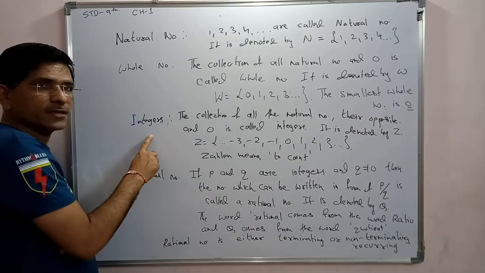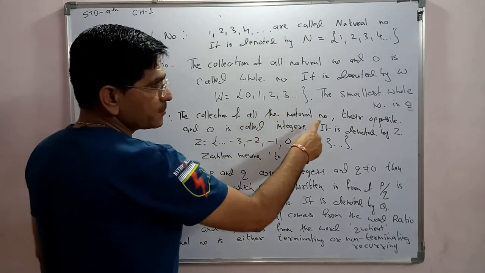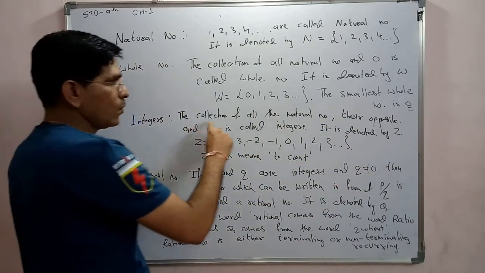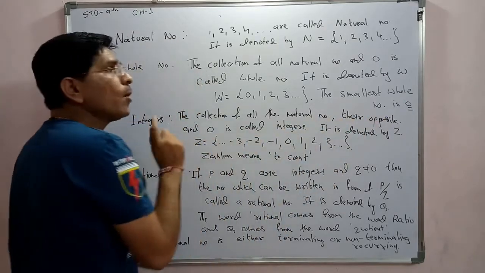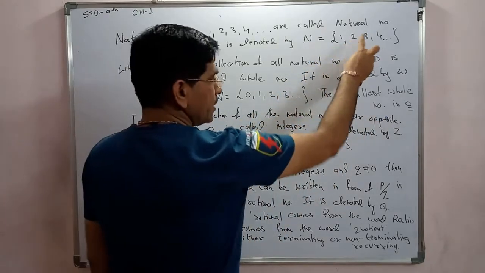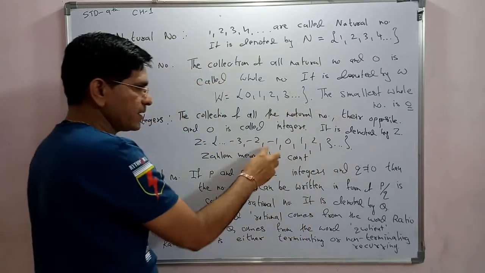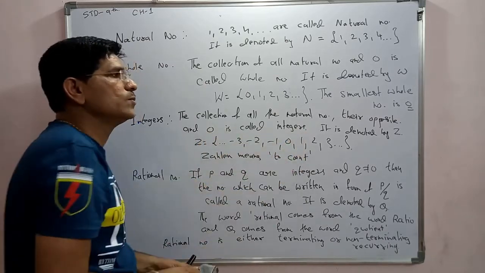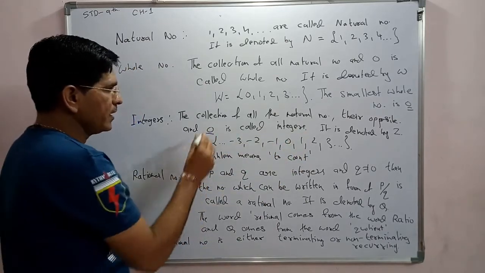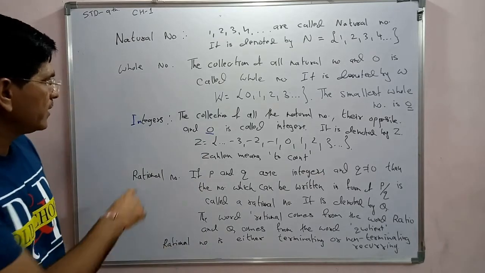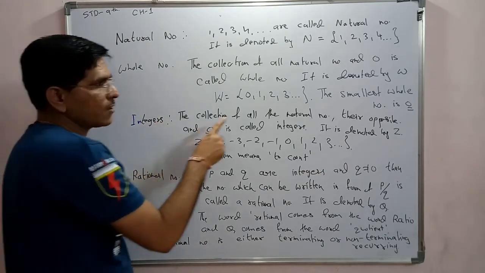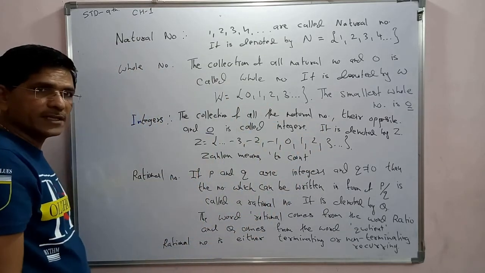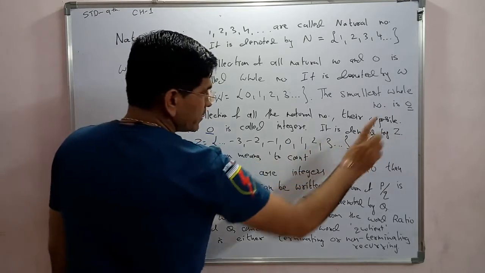Now, integers. Collection of all the natural numbers, their opposites. So the collection of natural numbers, whole numbers and their opposites. If I take 1, 2, 3, the opposites are -1, -2, -3 and so on to infinity, and 0 is added to it. It is called an integer. Again, the definition of integer: the collection of all natural numbers, their opposites and 0 is called integers. It is denoted by Z.